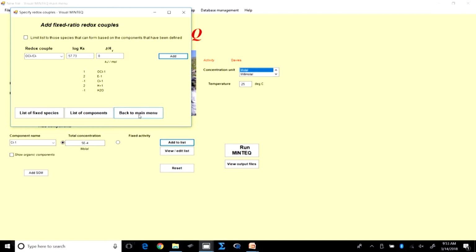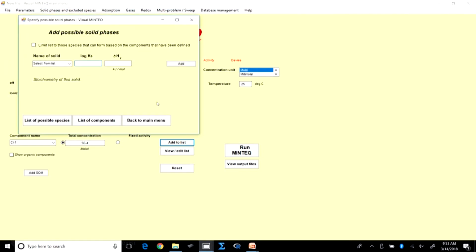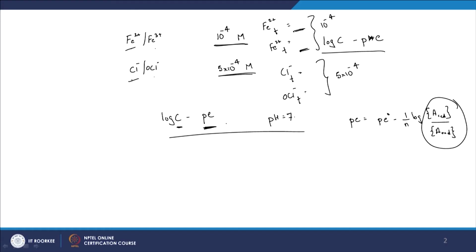So again back to main menu, I will also say there is a possible solid species, right? And let's say that's ferrihydrite, add, right? And back to main menu, and now obviously you want to be able to get the graph between, right, log C and PE, right? I want to get a snapshot of what the system looks like at different PE values, but at a fixed pH though, right?